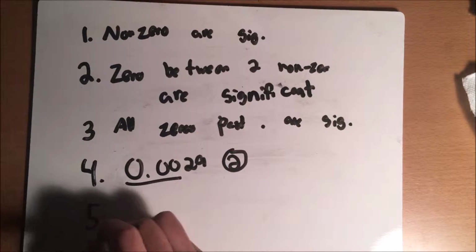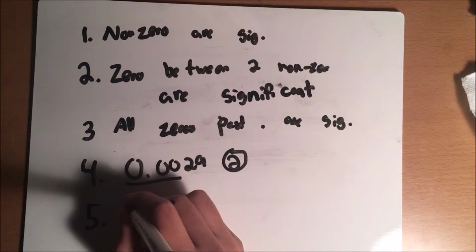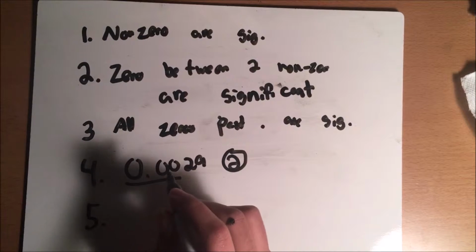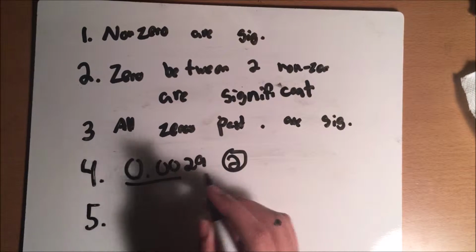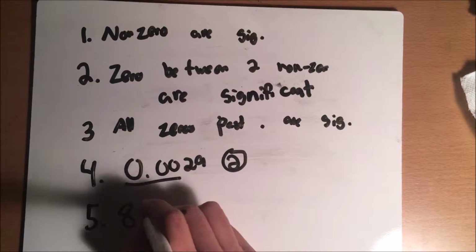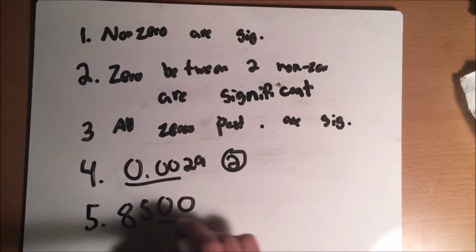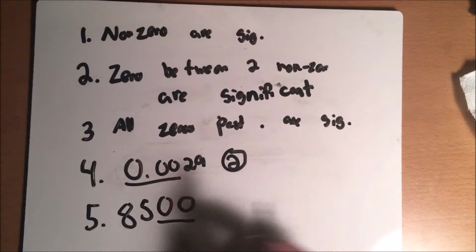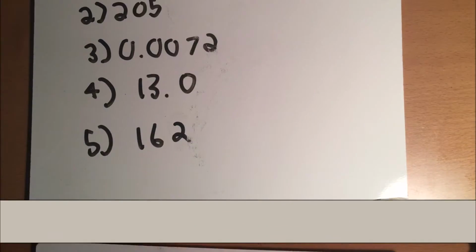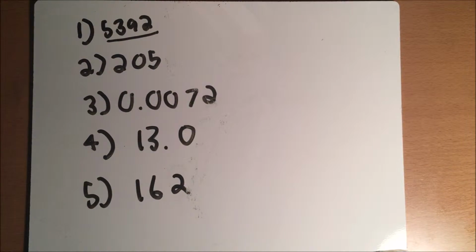The fifth and final rule is that zeros at the end of numbers without decimals are not significant. So in the number 85,000, these 3 zeros are just placeholders, so they have no significant value. Now it's time for examples.